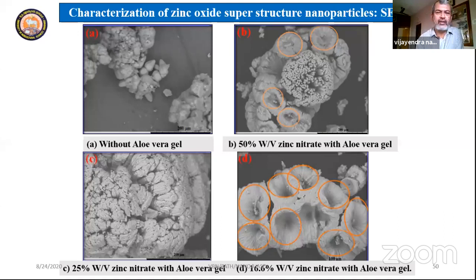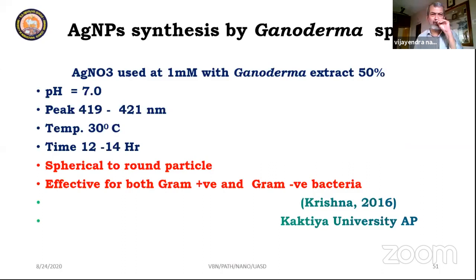Another one is from Krishna, who has done a PhD in relation to the synthesis of AZNP from Ganoderma. See now, he has done permutation combination. I would like to say it simply: 50%, he started with 10 to 80, finally finalized 50%. pH 5 to 8.5, finalized 7. So he got the peak at 419 to 421. And in his experiment, from 20 to 40 degrees at 5 degrees interval, he finalized the phenomenon. Time required is 12 to 14 hours, but he tried many others. With all these, he got particles spherical to almost round in nature.